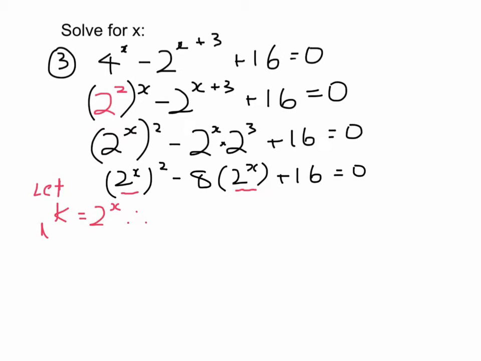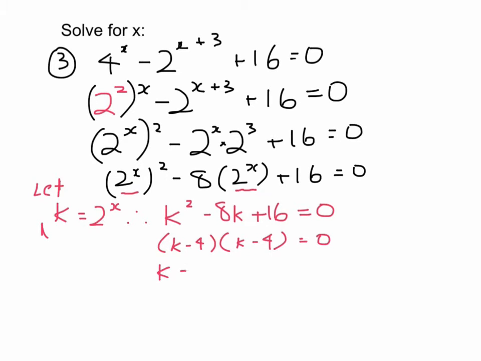Then we have k squared minus 8k plus 16 equals 0. You can factorize this to k minus 4 and k minus 4, and that means k equals 4 is the only solution that works. Then when you substitute back in, you get 2 to the power of x equals 4. That's an x there. Therefore, x has to equal 2.